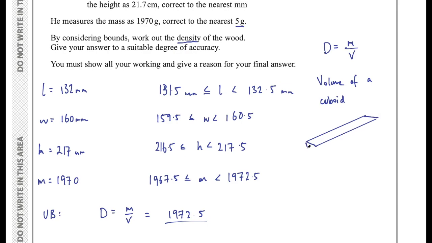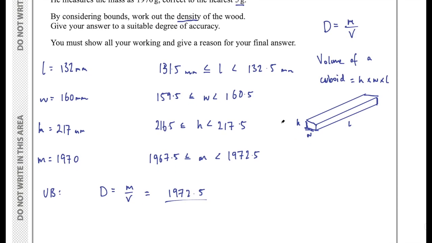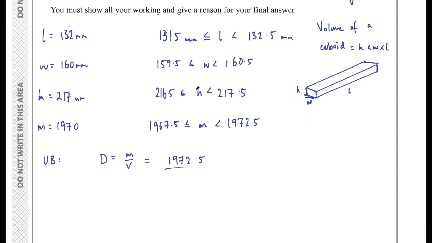It's like a three-dimensional box. Okay, so that's meant to be three-dimensional. That's what a block of wood would look like. We have our height, we have our width, and we have our length. The volume is those three things multiplied together. So how do we get our smallest possible volume? We would multiply the lower bounds. So we're taking all of these values here and we're multiplying them together.